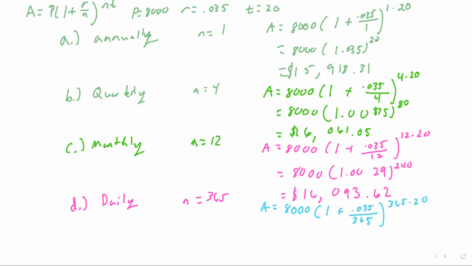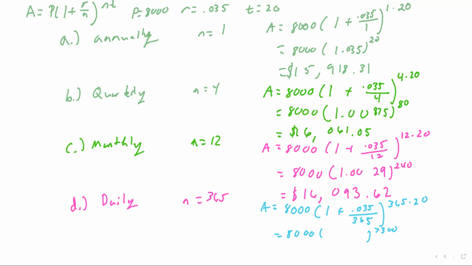All right. So when we do this right here, let's see. So we get 365 times 20. I got lazy there, guys. I feel like writing it all out. But that's going to be 7,300. All right, so there we go. So we got 0.035 divided by 365 plus 1, raised to the 7,300th power.